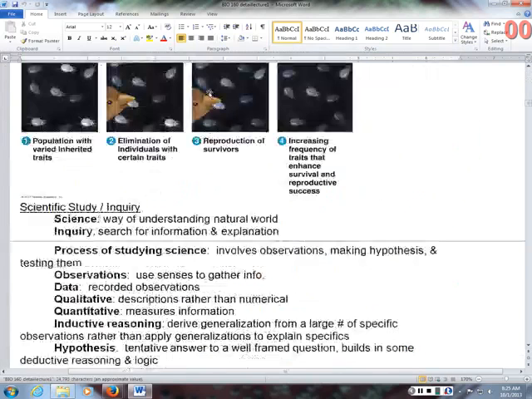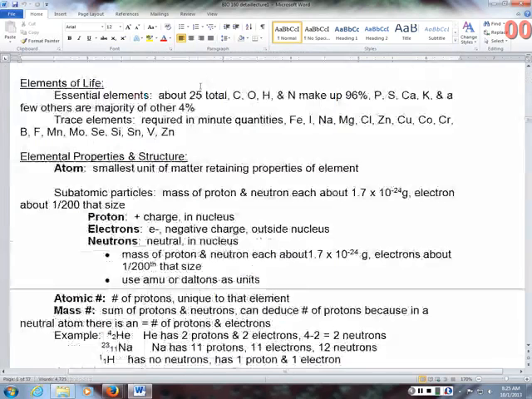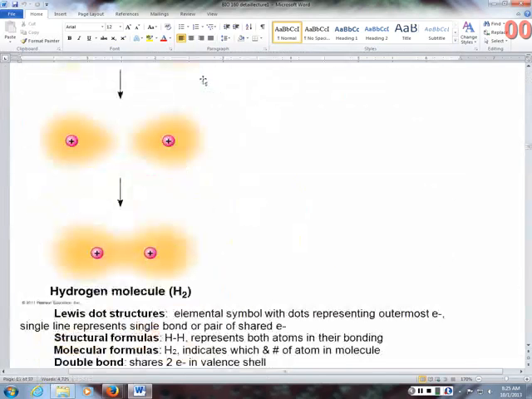So I think we left off on pH last time in chapter 3. I know we were close to done with it.